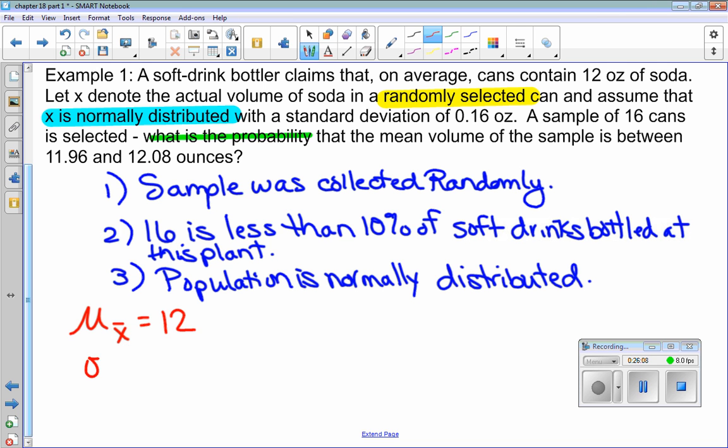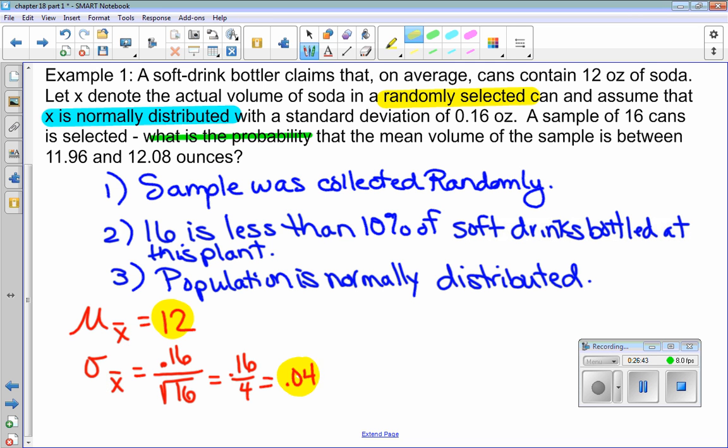What is the standard deviation of the means? There you go: 0.16 divided by the square root of our sample size, which was 16. So 0.16 divided by 4 is, oops, 0.04, thank you, Zachary. So we're going to use this information in our normal distribution.